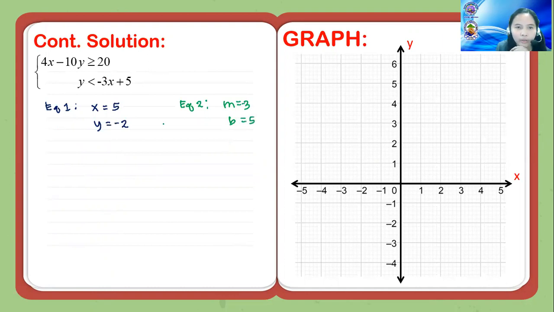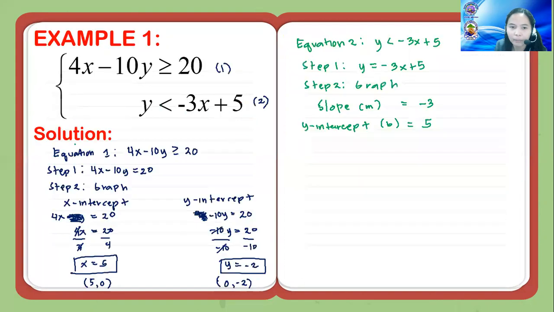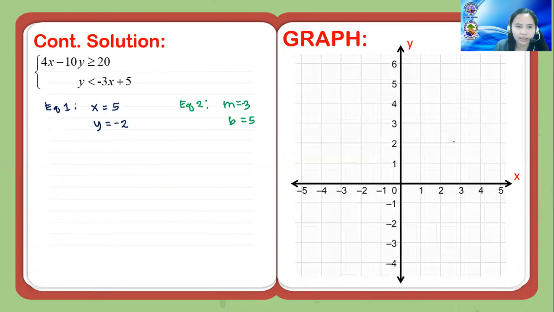So for equation number 1, let's go back here. Equation number 1, we have 5, 0, 0, negative 2. And we have here m is equal to negative 3. And then b is equal to 5 or 0, 5. Okay? So now, let's graph the equation number 1.